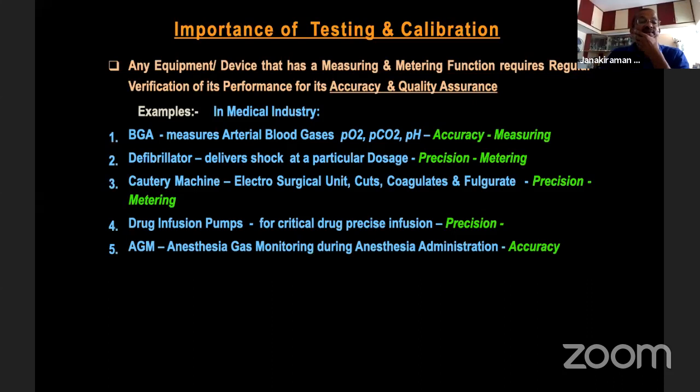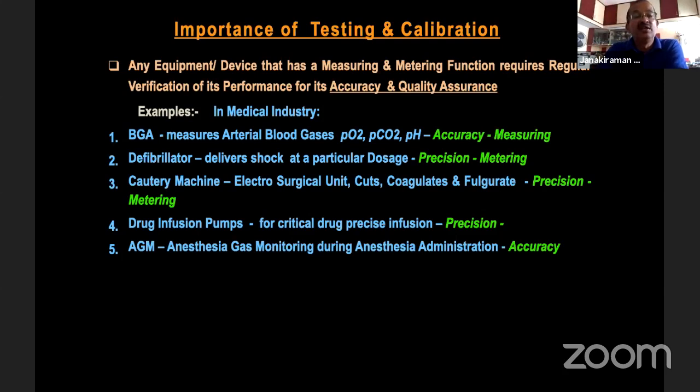I'm giving an example. Blood gas analyzer. It checks the partial pressure of oxygen in the blood, the partial pressure of CO2, and the pH. It should be very accurate. If the accuracy is not there, probably the patient will be wrongly intubated and ventilated. A defibrillator delivers a shock. I am setting 100 joules for a cardiac arrest patient. When I set 100, 100 has to be delivered.